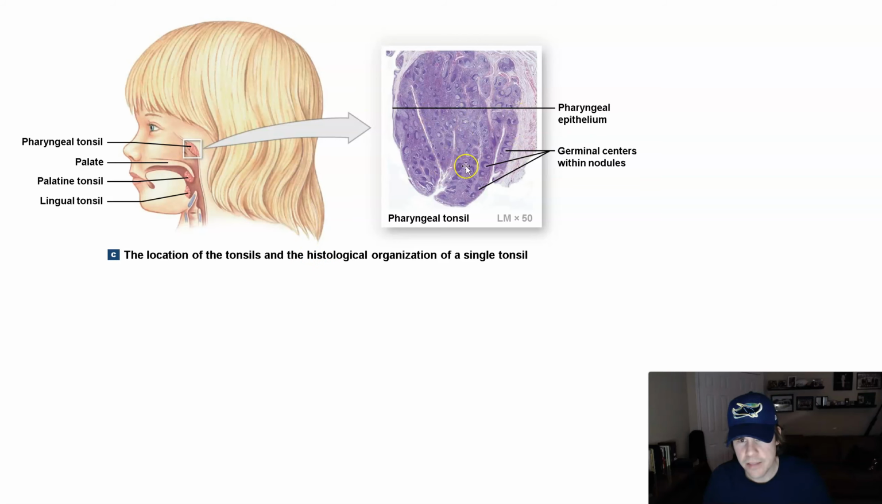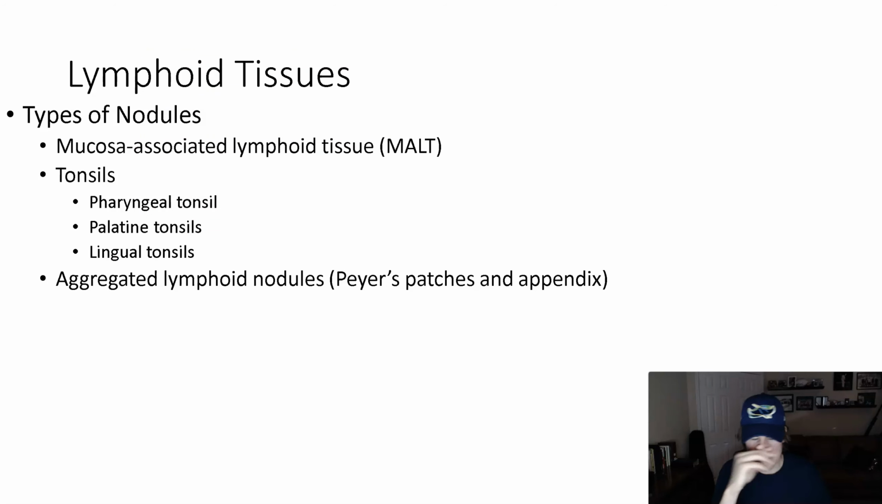And so you can see right here, this is underneath a light microscope, 50 magnification. The germinal centers, this is where a lot of lymphocytes gather. So you have the epithelium, the covering tissue, and then the germinal center. There are different types of tonsils: pharyngeal, palatine, and lingual.